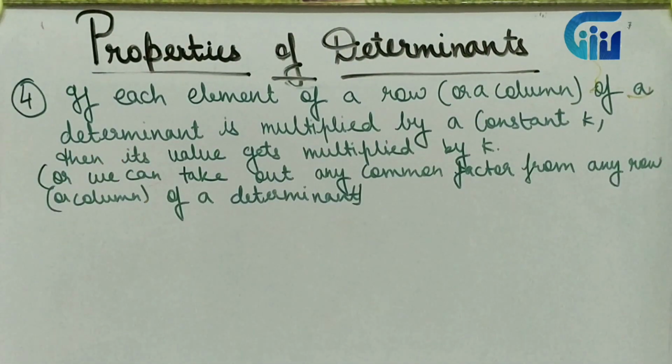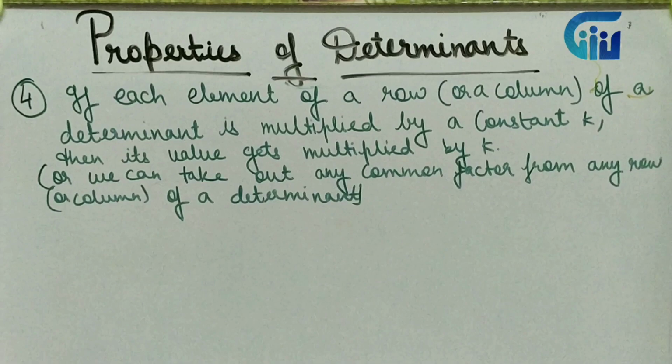Moving on to the next property, it says if each element of a row or a column of a determinant is multiplied by a constant, let's say k over here, then its value gets multiplied by that constant. In other words, if I phrase it out, I can take any common factor from any row or column of a determinant. So let's try to understand this with the help of an example.